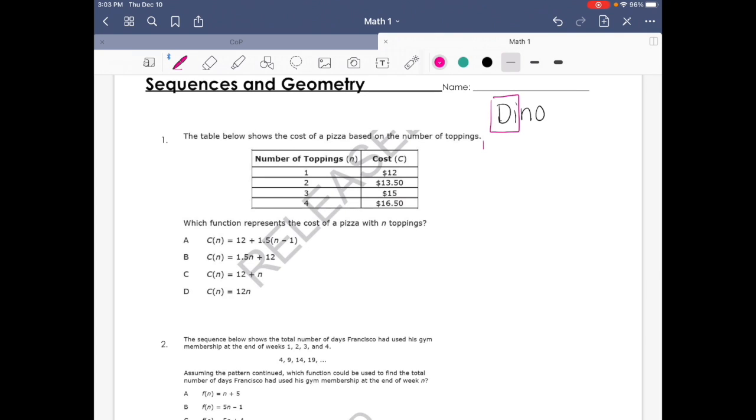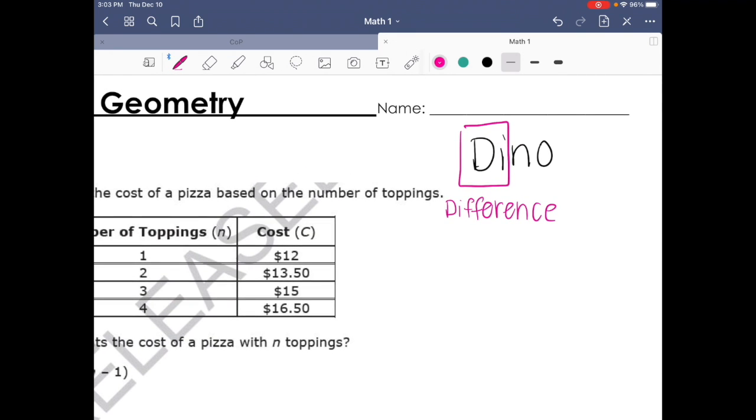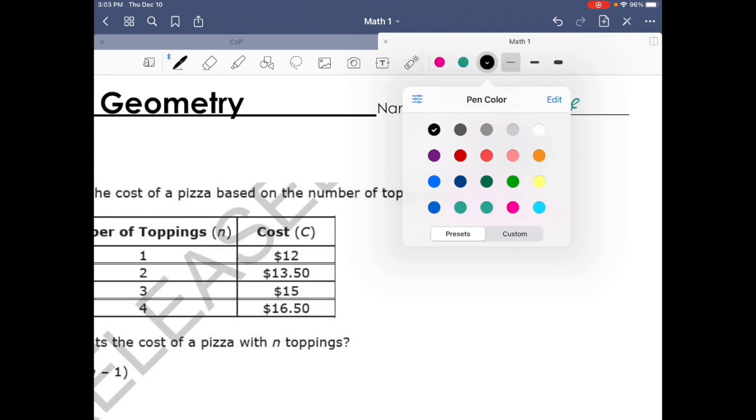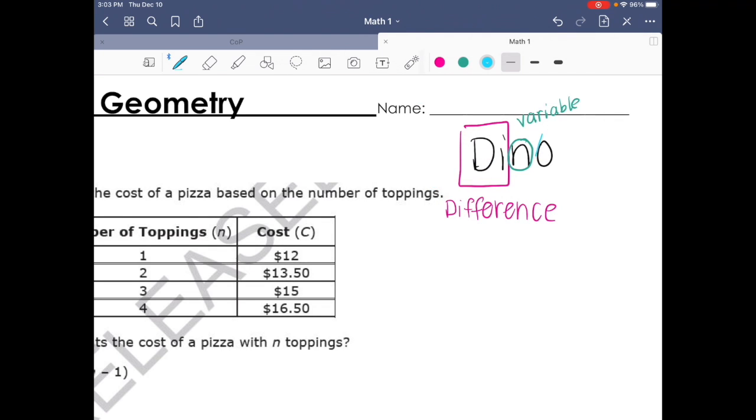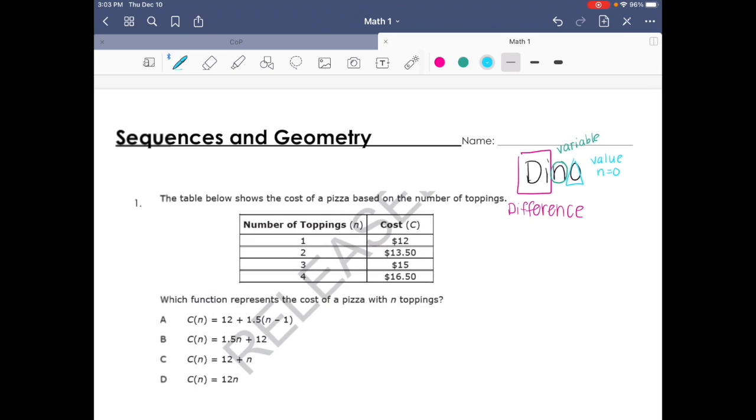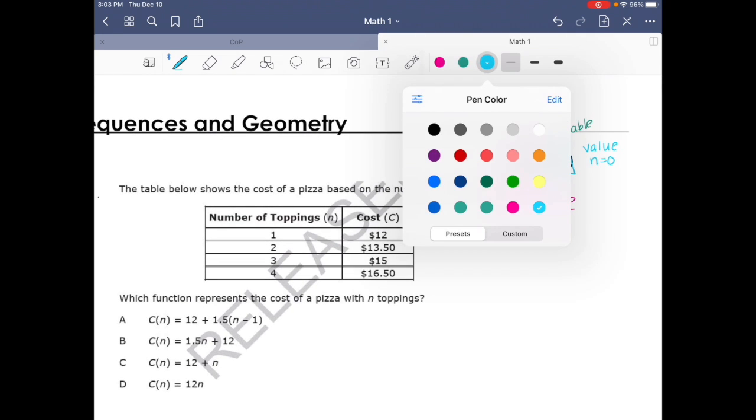Remember we talked about the DI stands for the difference. And then we have the N, which is going to stand for the variable. And then finally, we're going to have the 0. So that 0 is going to stand for the value at 0 terms. So we would work backwards.